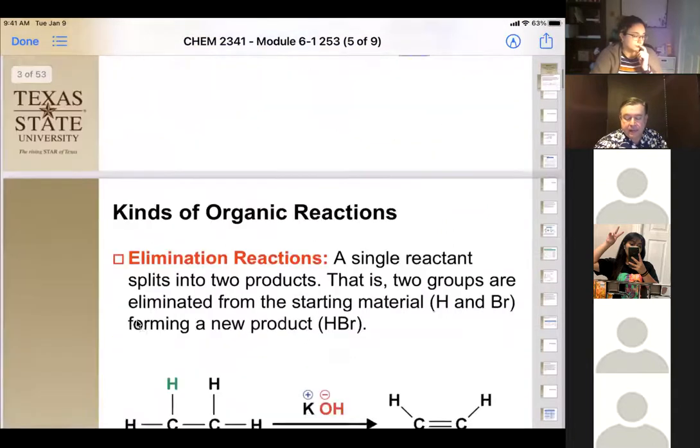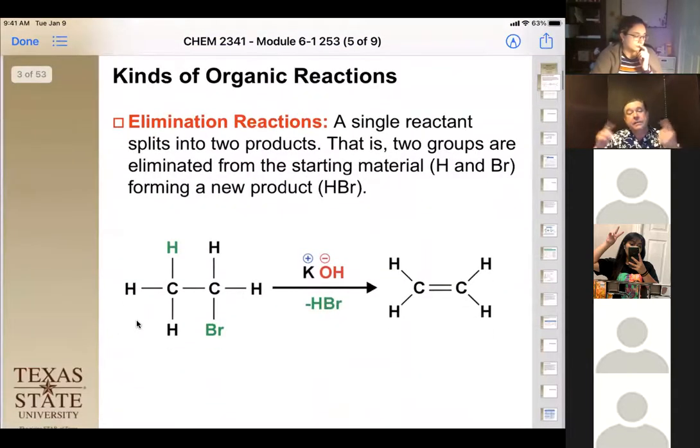Okay, the next kind of reaction we want to look at is, well, if we can substitute things, we can also eliminate things. We can eliminate things from 2 adjacent carbons. Why does it have to be 2 adjacent carbons? Well, you have to put the electrons somewhere. And in this case, when we do it with 2 adjacent carbons, we can form a pi bond.